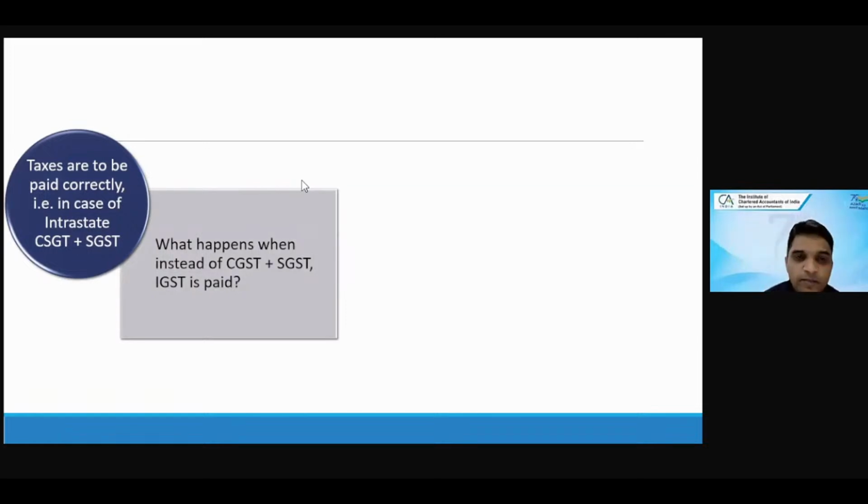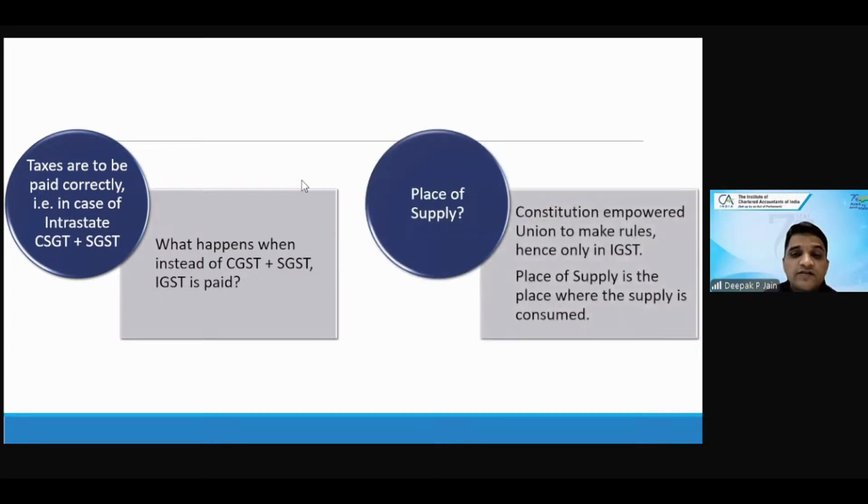Taxes firstly are to be paid correctly. That is, in case of an intrastate transaction, CGST and SGST has to be paid. What happens when instead of CGST and SGST, IGST is paid? What happens if place of supply is different? Because the Constitution empowered union to make rules, hence it is there only in IGST. But place of supply is the place where the supply is actually consumed. That is the general understanding.